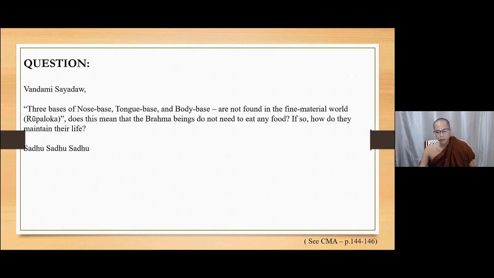And also when we study chapter 7, there is mention of the four types of nutriment. Okay, there we will discuss more about that. Here, the Brahmas do not need to eat any food physically, and they just need to develop their mental process containing piti. That is enough for them.